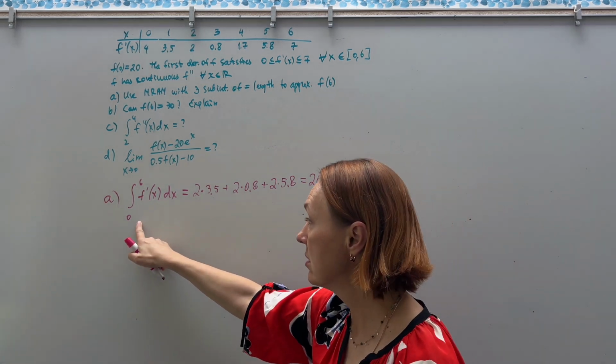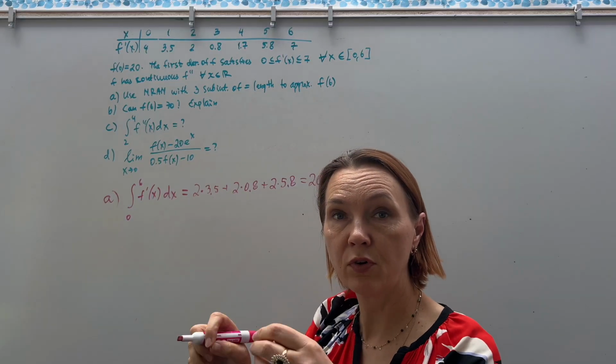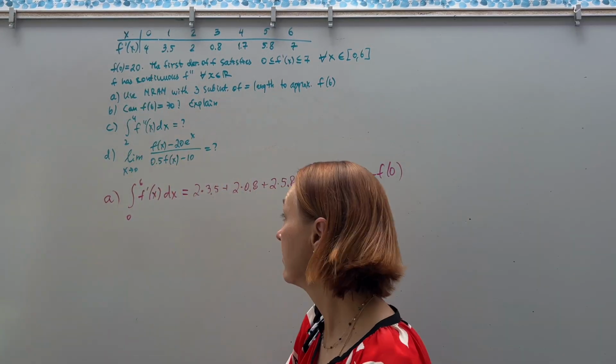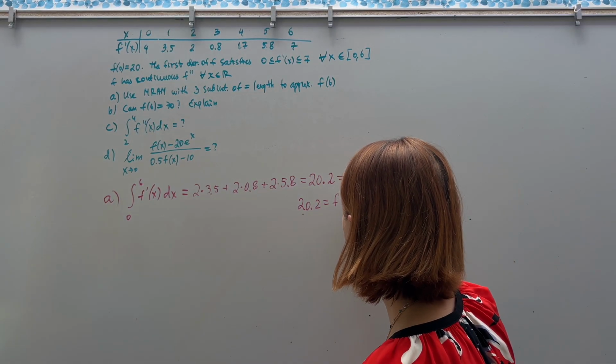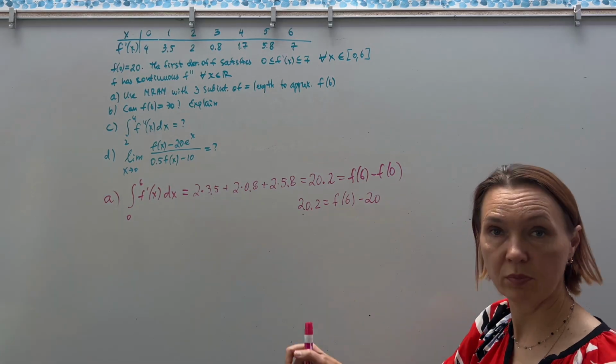But this is, according to the fundamental theorem of calculus, the value of f of 6 minus f of 0. We do know that f of 0 equals 20. So 20.2 equals f of 6 minus 20, which tells us that f of 6 is going to be 40.2.